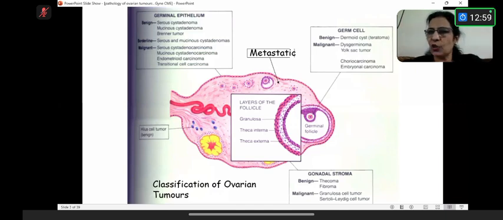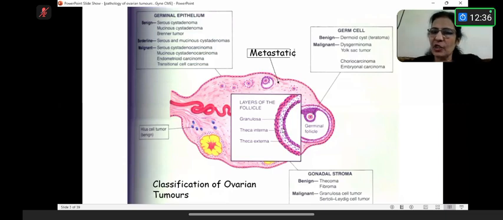The other important group is the germ cell tumor, of which the most common tumors we keep on seeing are the dermoid cysts or the teratomas. And then sometimes we can have malignant transformations in the teratomas. The malignant germ cell tumors are the dysgerminomas, which are the counterpart of the seminoma of the testes. Then we have yolk sac tumors, choriocarcinomas, and embryonal carcinomas. Now, all these arise from the ovarian germ cell.